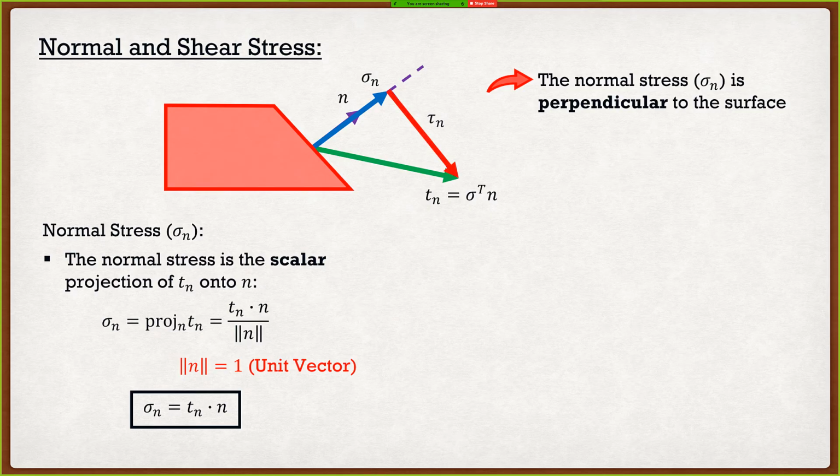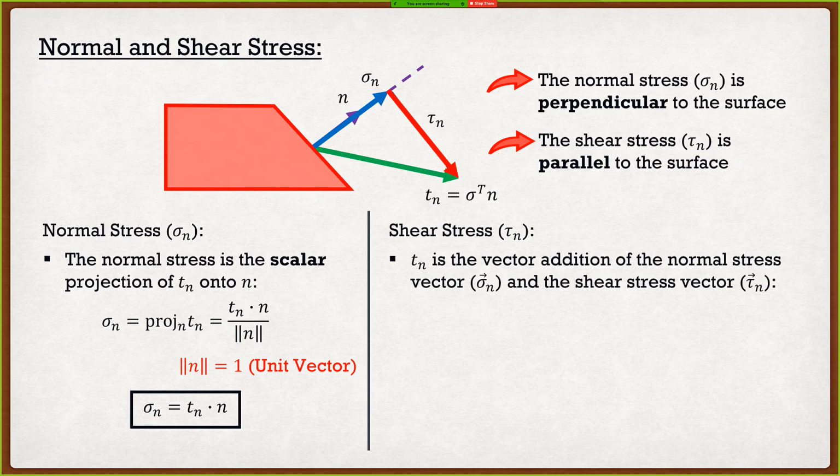On the other hand, there's actually a second component, tau n. This tau n is called our shear stress, and our shear stress is the stress component that's parallel to that surface. Again, when you go back to mechanics of materials, normal stress and shear stress, you've heard of those before, I guarantee it. Now you know what exactly we're using this traction vector for. It's components like that. Tn, as we can see from above, is simply the vector addition of the normal stress and the shear stress.